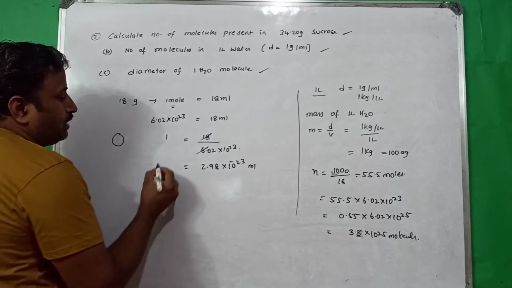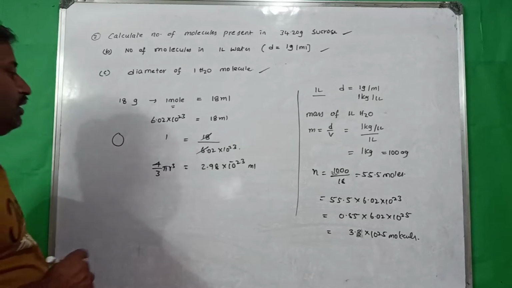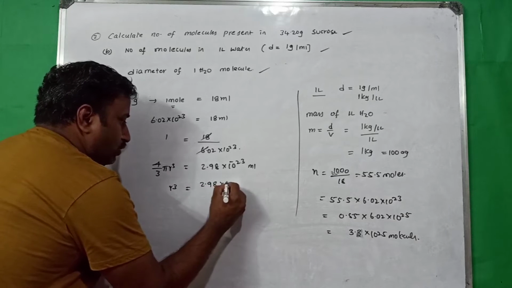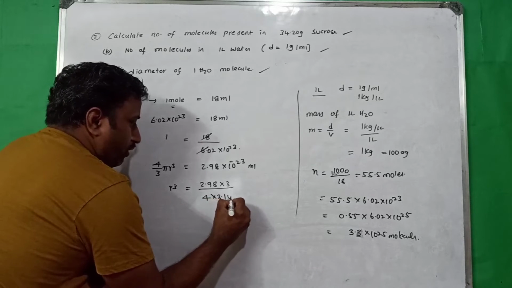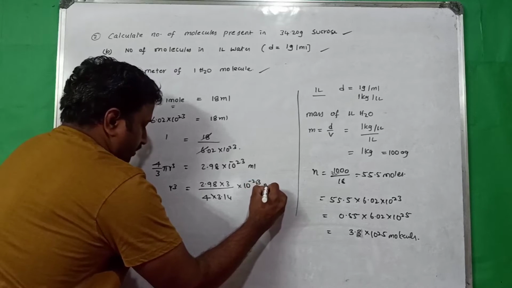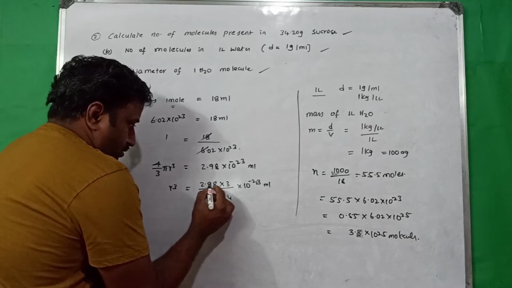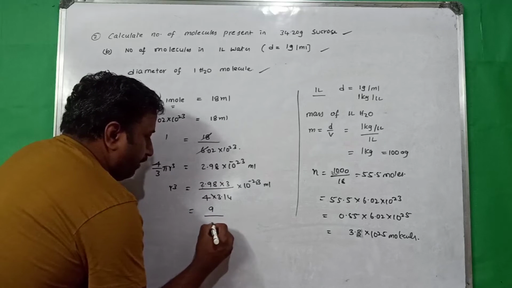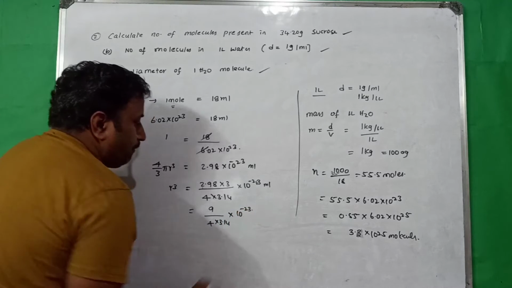So it's a sphere, so the volume is 4/3 pi r cube. Now r cube is equal to 2.98 into 3 upon 4 into 3.14 into 10 power minus 23 ml. Here this is approximately 3, you can take it as almost 9 by 4 into 3.14 into 10 power minus 23.